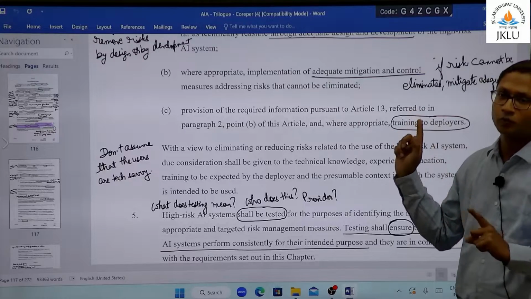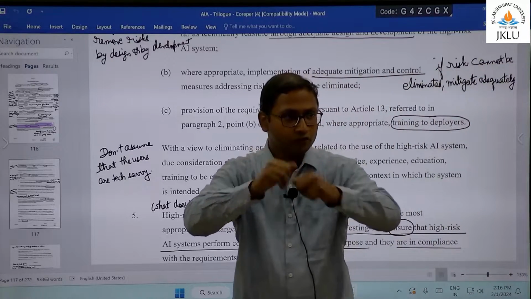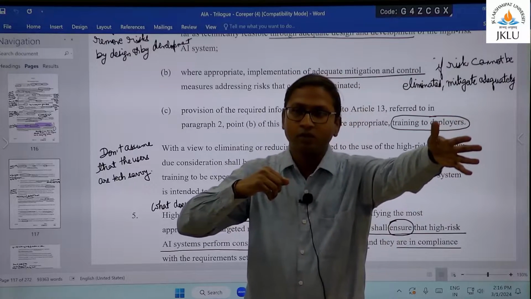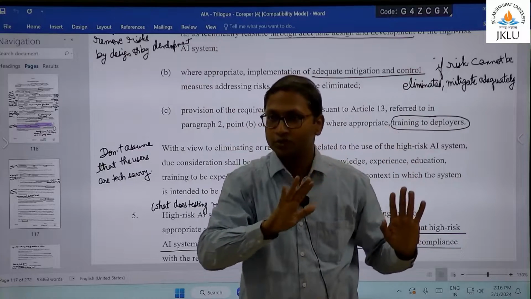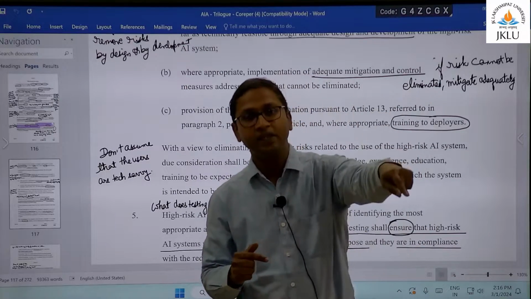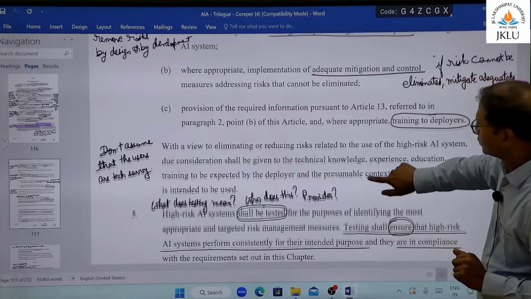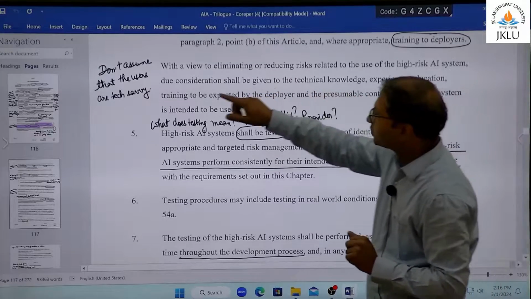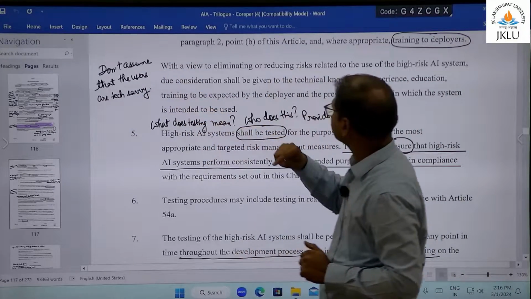This is a good point. What does it say? You as a provider, you give your AI to someone else, right? You shouldn't be able to say, "I have given it to you, now it is your responsibility." No. You are supposed to explain, or you are supposed to train the deployers as well. So don't assume that users are tech savvy, your deployers.